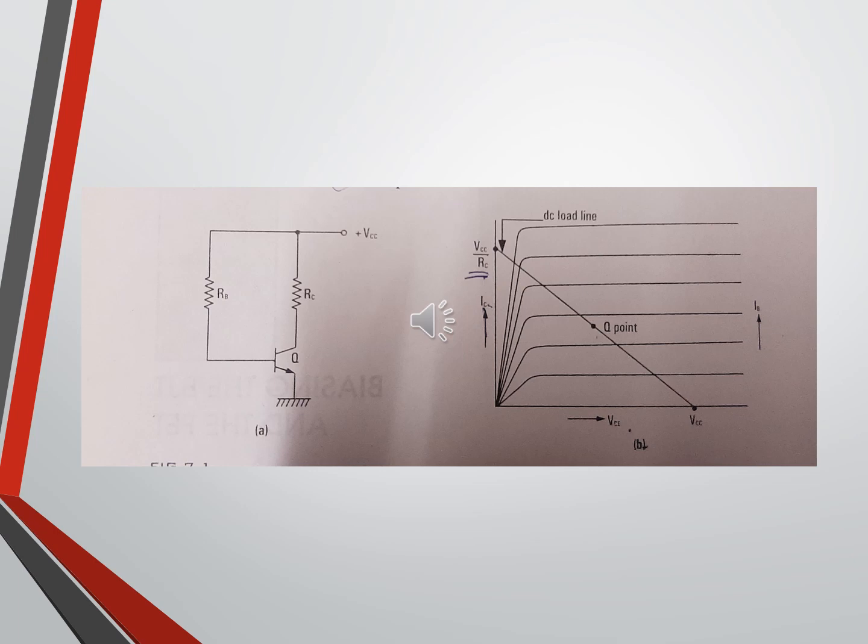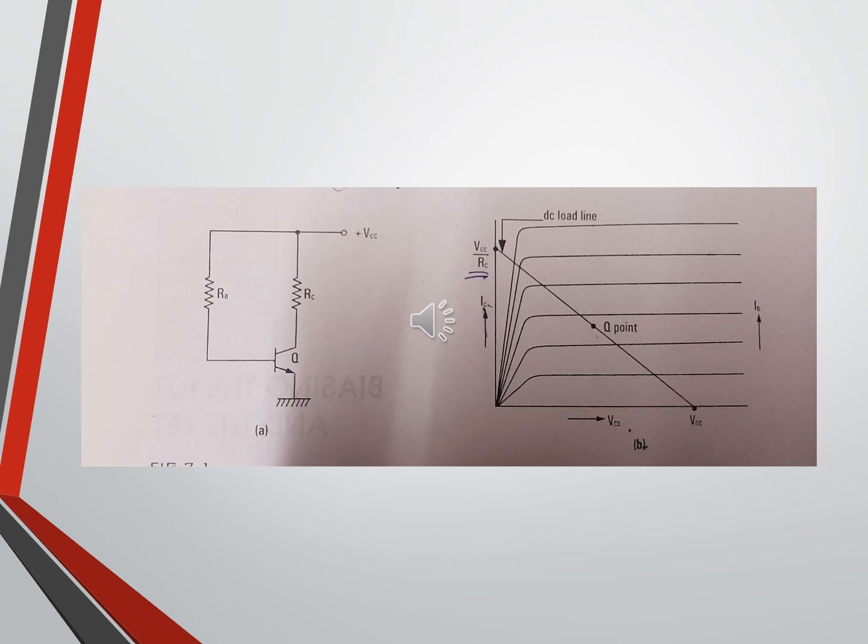Okay, so what will be the current passing through the resistance RC? That will be IC. Then what will be the voltage between the emitter and the collector? That is VCE. So what will be the output equation? VCC is equal to IC into RC plus VCE. That is the current flowing there.